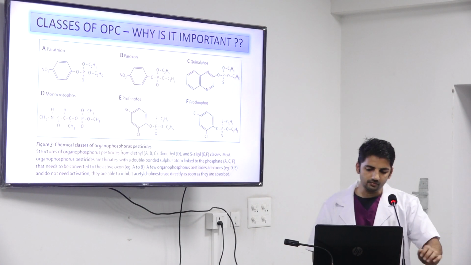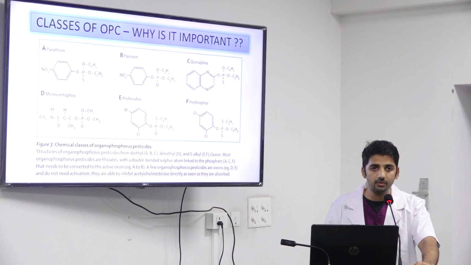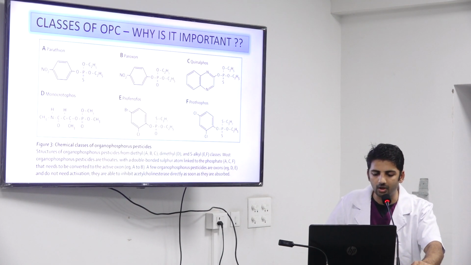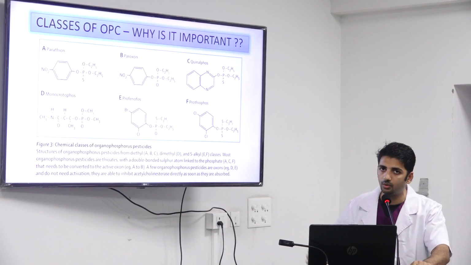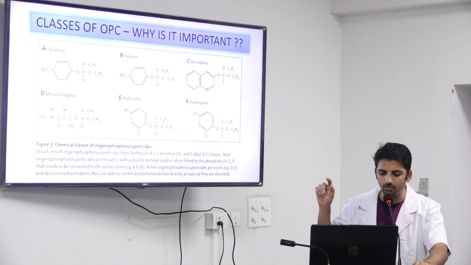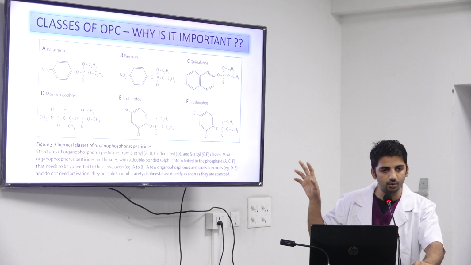So these are the commonly consumed compounds by the patients. There are 6 compounds here: parathion, paraoxon, quinalphos. The A, B, C, first 3 compounds, are the ethyl compounds. The fourth, D, is the methyl compound, and the last 2 are the atypical compounds. They are profenophos and prothiophos.